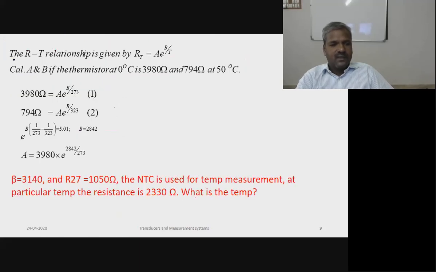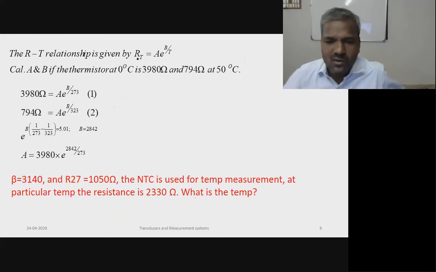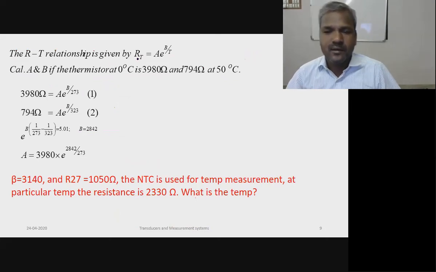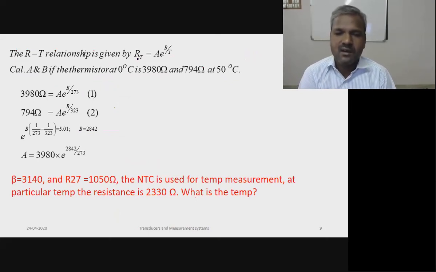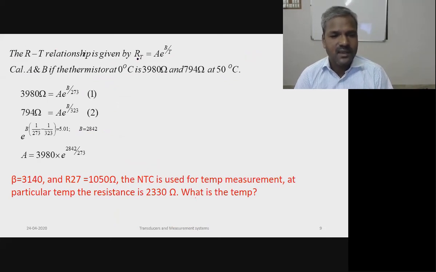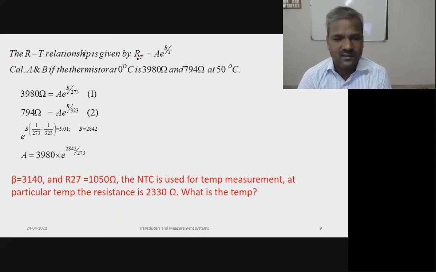Next is the resistance temperature relationship of a thermistor, given by RT equal to A e power B by T. A and B are constants of the thermistor. We have to calculate A and B if the thermistor resistance at 0 degrees Celsius is 3980 ohm and 794 ohm at 50 degrees Celsius. What will be the values for A and B?